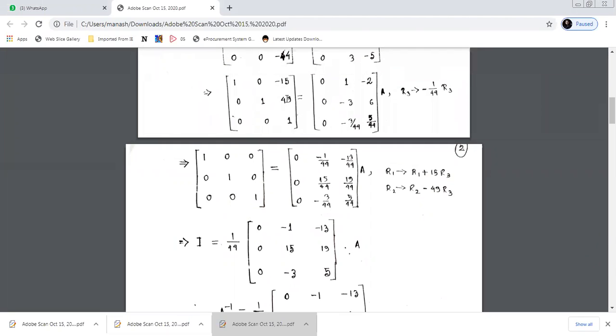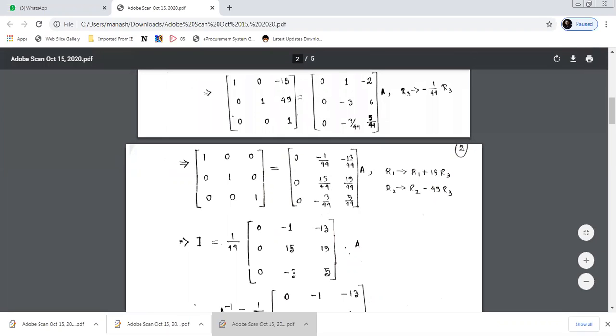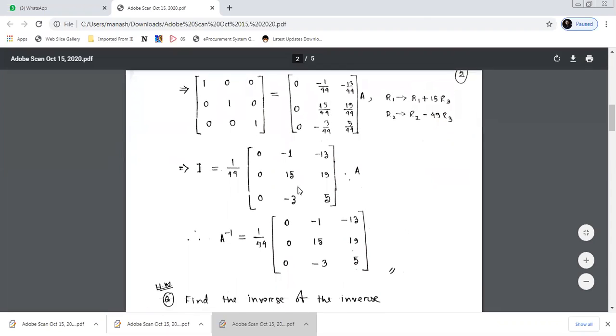Again, how can we make this equal to 0? Row 2 minus 49 row 3. So 49 into 1 becomes equal to what? 0. Okay, so now you got this left-hand side matrix as an identity matrix. Now this is the matrix B. So you got this from BA equal to I. Okay, BA equal to I. Then what happened? A inverse is equal to B.